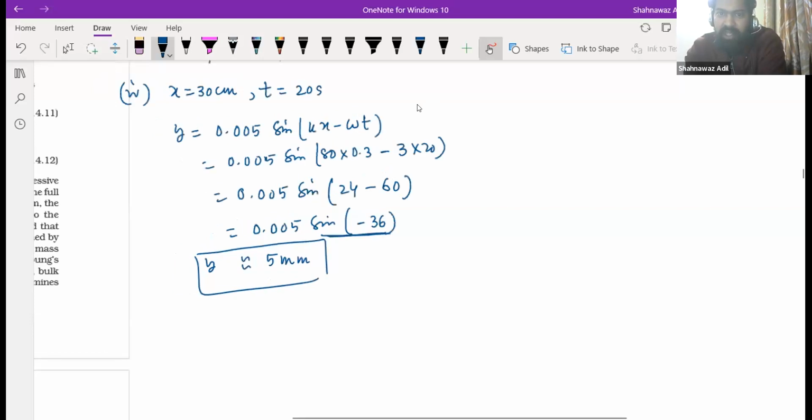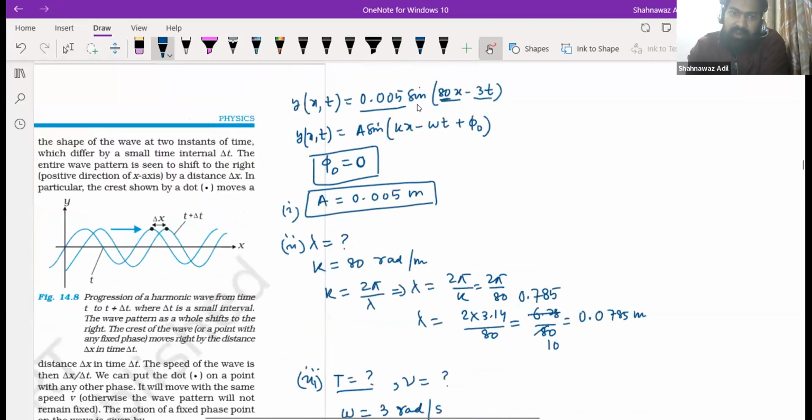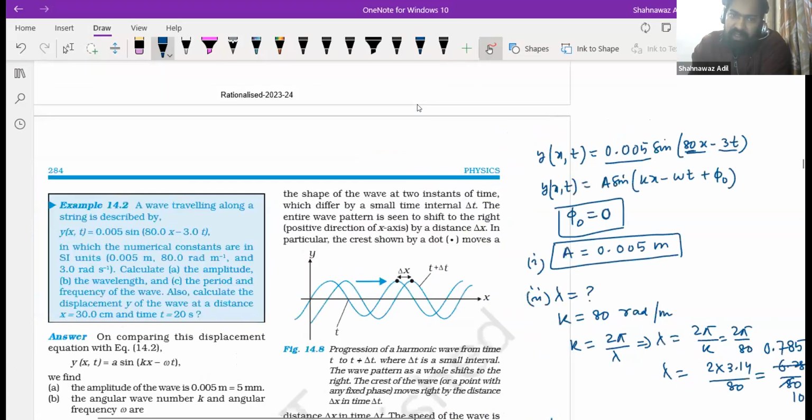So these are the questions. Please note it down, and if you have any doubt, please tell. This is one of the doubts, right? Do you have any doubt in this part?